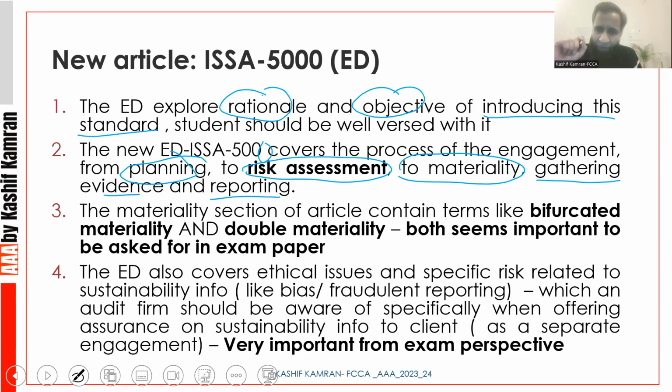These stages are for every engagement the audit firm offers, whether you're offering an audit engagement or a non-audit engagement. So there is nothing unusual here, right? So if you're offering sustainability assurance as a separate engagement, something which is not mentioned in the Part 2 article is the process. We plan, we do the risk assessment, we determine the materiality, we gather evidence, we do reporting. And all the 5 steps are explained in the new ISSA 5000.